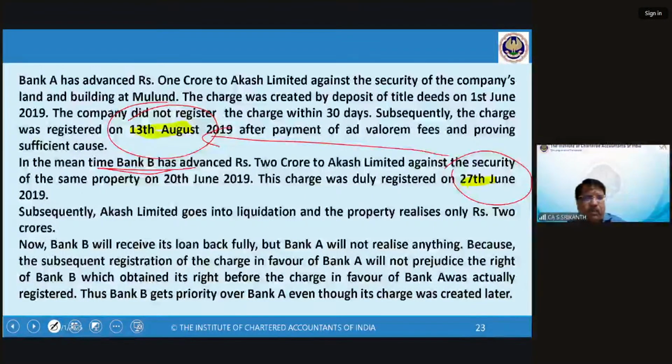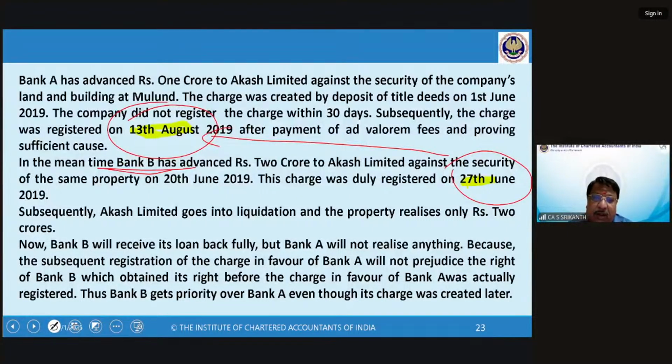Okay. Subsequently, Akash Limited goes into liquidation. And the property releases only 2 crore. So together, these fellows have lent 1 plus 2, 3 crore. Now only 2. If that had been pari passu, no problem. They would have got in the ratio of 1:2. Correct. But now what has happened? Now bank B will receive its loan back fully, entire. A will not realize anything. I know this sounds very unfair to A.